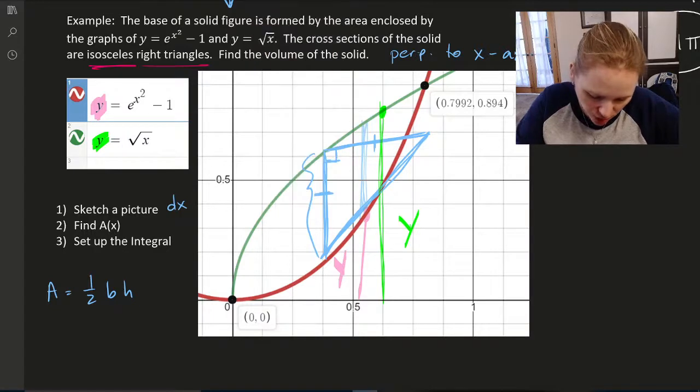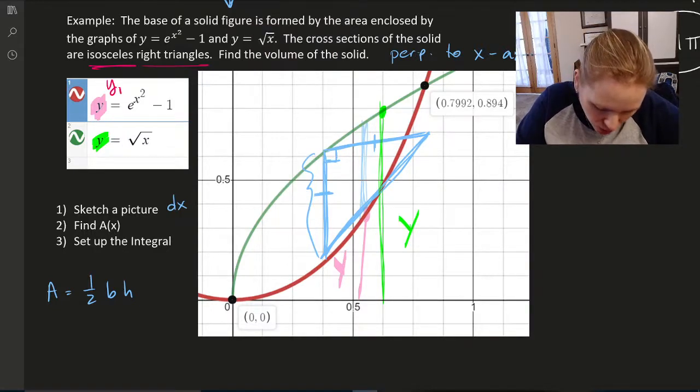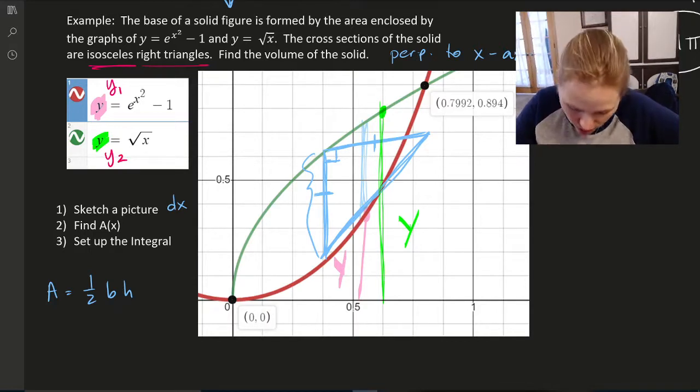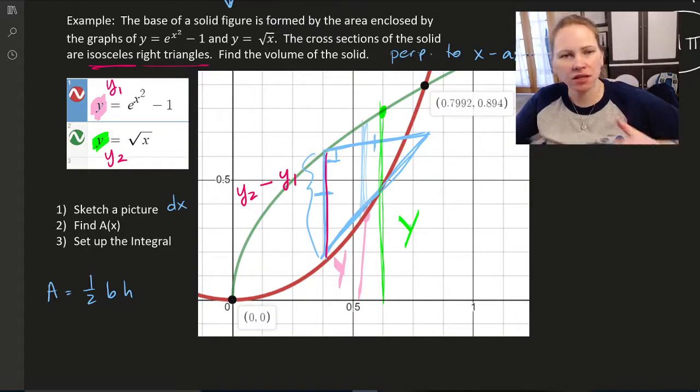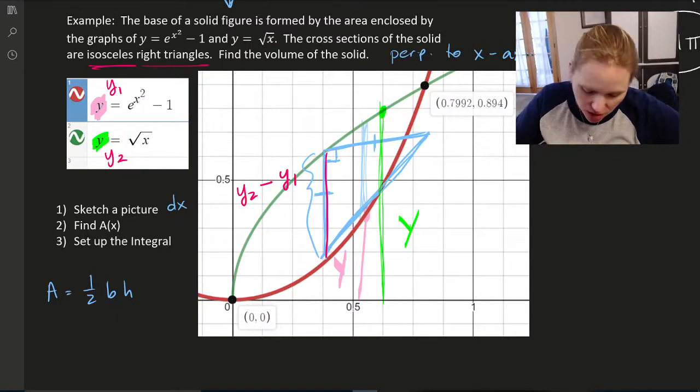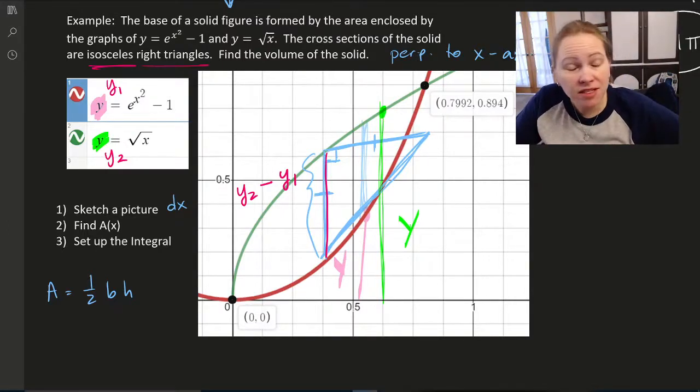We will label this y1 and y2. So it's going to be the green y, y2, minus y1. That's this distance here. Anytime you're going between two curves, it's the top curve minus the bottom curve. So that's my base, which also means it's my height, because it's an isosceles right triangle.